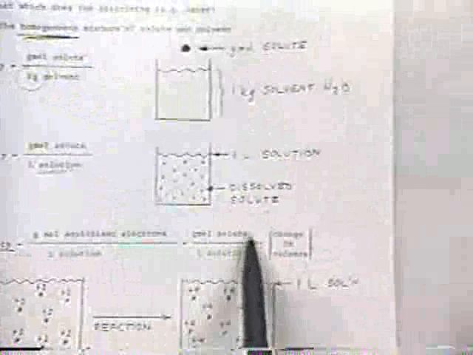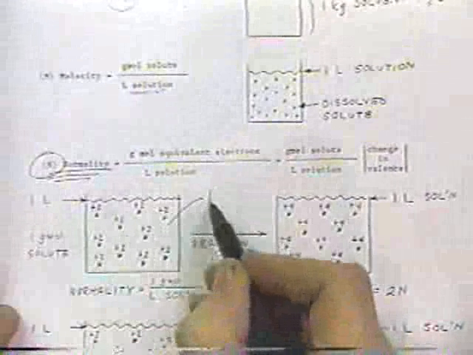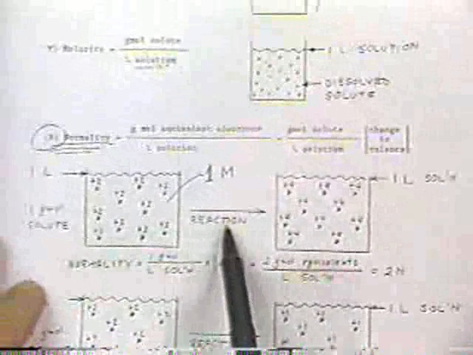Now let's take a look at this. Gram moles of solute per liter of solution, well, that's the same thing as molarity. So what I'm going to be doing is multiplying my molarity by some integer, which is the change of valence. So let's look at an example. Here I have 1 gram mole of salt dissolved in 1 liter of solution. So we would say that that is a 1 molar solution based on our definition up here. And notice that each of these ionic species has a +2 charge. Then we're going to carry out a reaction.